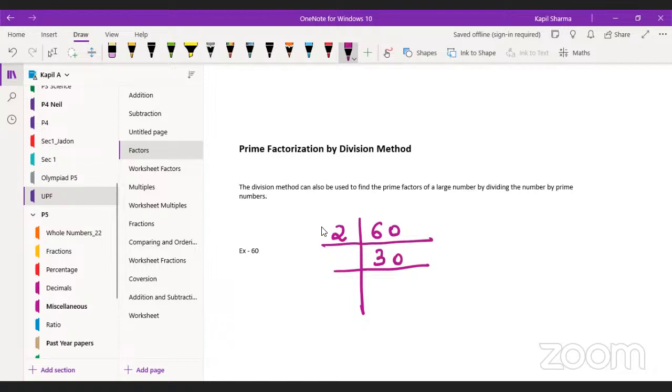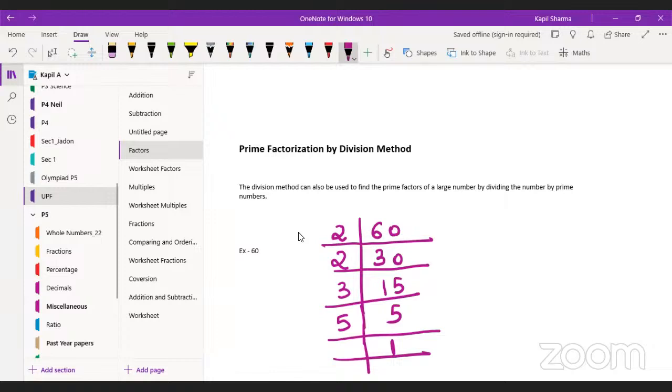Yes, Swastik. Okay, good. So after that, we have this 30. So again, we check if 30 is divisible by 2, and of course it is. So we divide 30 by 2, we get 15. Now 15 is not divisible by 2, so we move to the next prime number, which is 3. Now 3 times 5 is 15. Finally, 5, and we keep on doing it till we get 1 in the end.